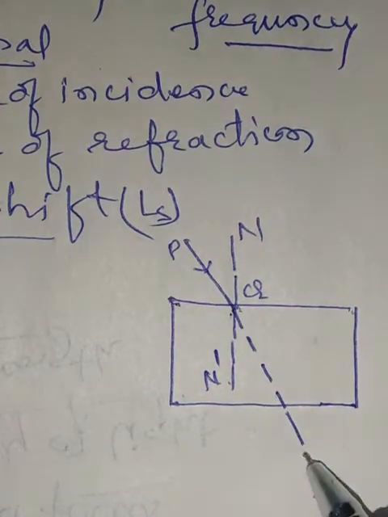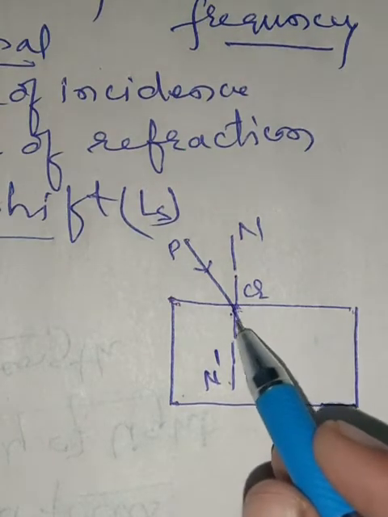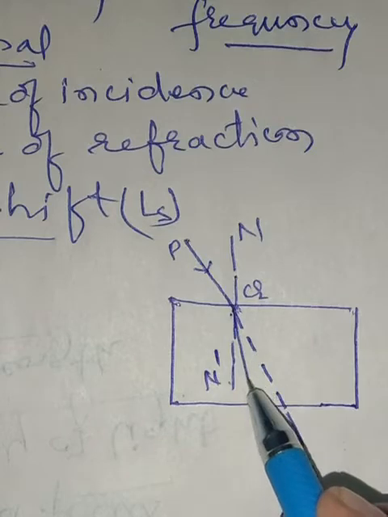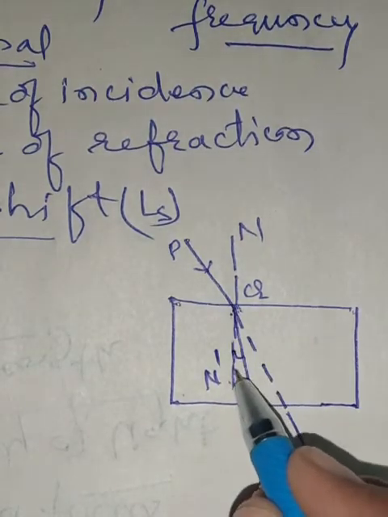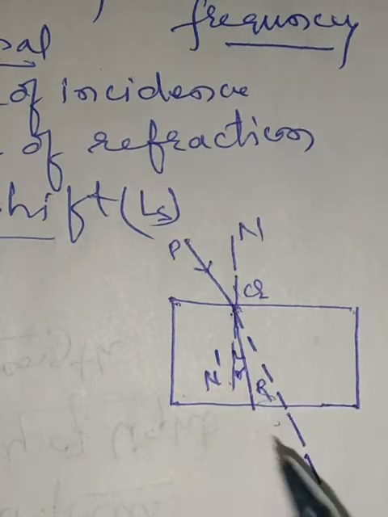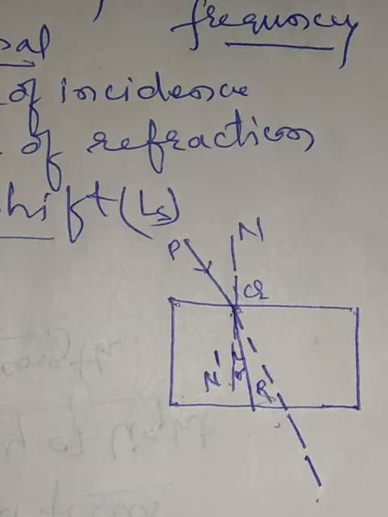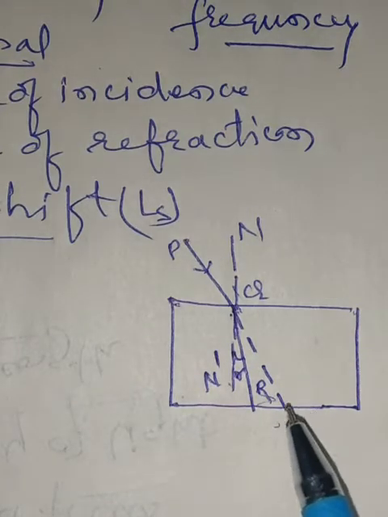अगर ये glass slab नहीं रहेगा तो क्या होगा? This ray of light will pass in a straight line. But because of the presence of this glass, the ray of light will bend towards the normal. इस तरह से क्या होगा? ये ray of light bend हो जाएगा, and if we say that QR is the refracted ray inside the glass, then the line PQ is the incident ray and QR is the refracted ray.